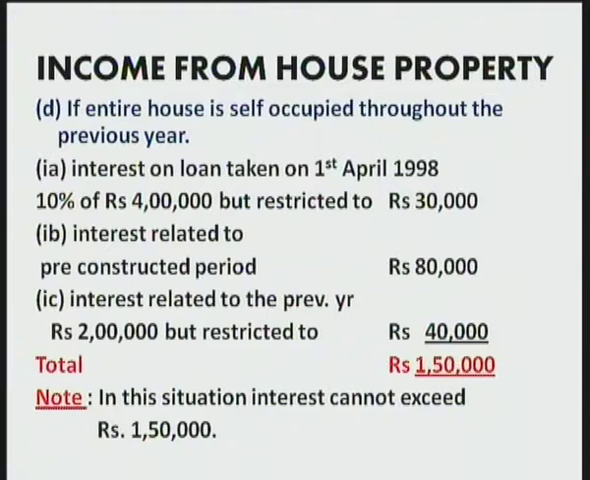After that, interest related to the pre-construction period is Rs 80,000. It is 1/5 of Rs 4 lakh. At the same time, interest related to the previous year is Rs 2 lakh, but restricted to Rs 40,000. Now, interest of Rs 2 lakh has been paid for the current year, but since the amount of interest cannot exceed Rs 1,50,000, we have taken up only Rs 40,000, so that interest does not exceed Rs 1,50,000. But this ceiling is not applicable in respect of let out property.